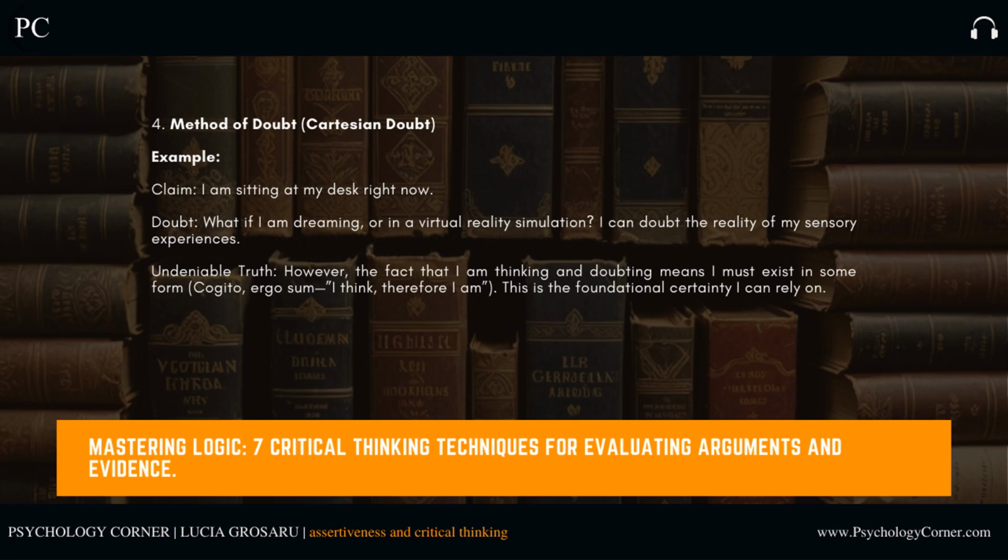Example. Claim: I am sitting at my desk right now. Doubt: what if I am dreaming or in a virtual reality simulation? I can doubt the reality of my sensory experiences. Undeniable truth: however, the fact that I am thinking and doubting means I must exist in some form. Cogito ergo sum. I think, therefore I am. This is the foundational certainty I can rely on.